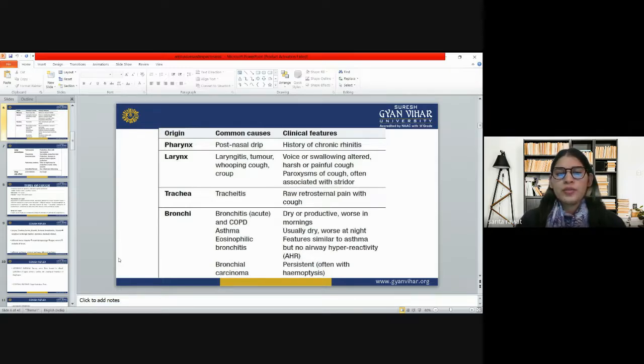Then in the bronchi, bronchitis, acute and COPD. What happens in this? The cough is dry or productive, or worse in the morning. Then in asthma, usually a dry cough, worst at night. Then eosinophilic bronchitis has features similar to asthma, so usually a dry cough, worse at night. Then there is bronchitis with no airway hyperreactivity. And then bronchial persistence, often with hemoptysis, as in carcinoma.